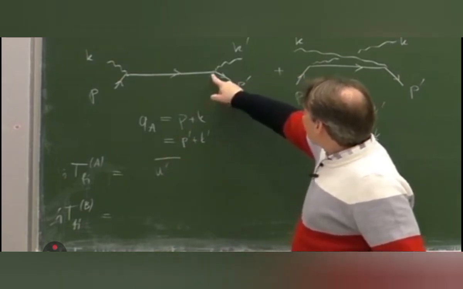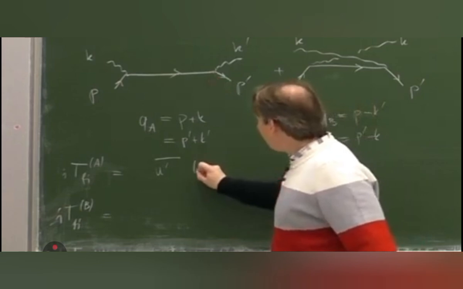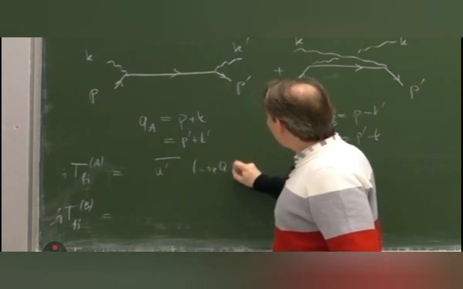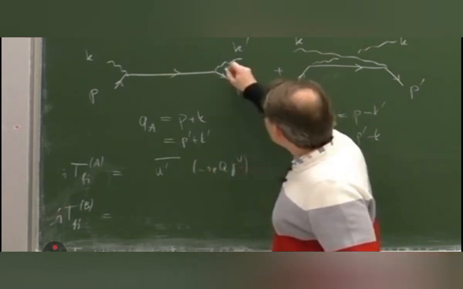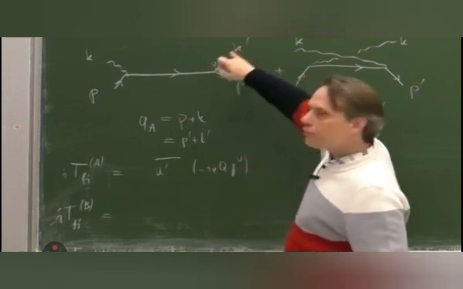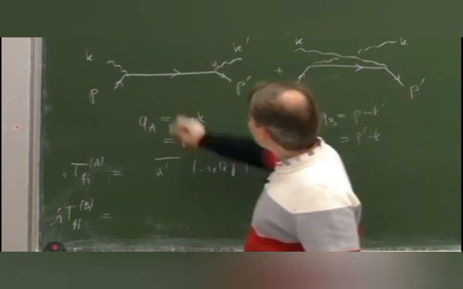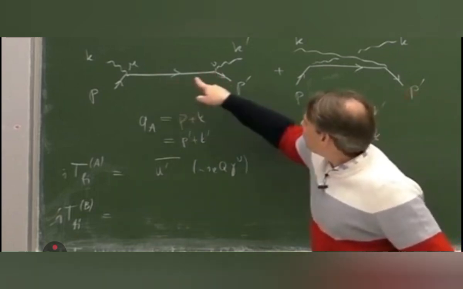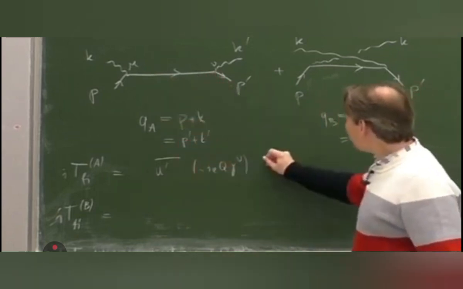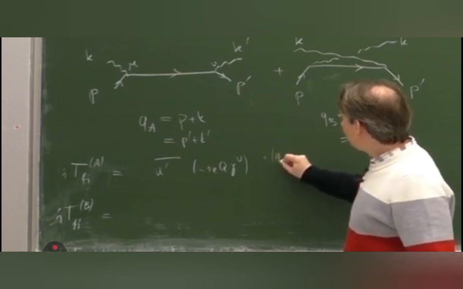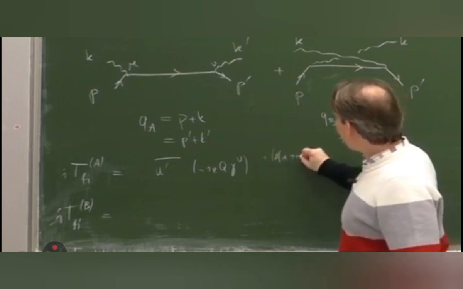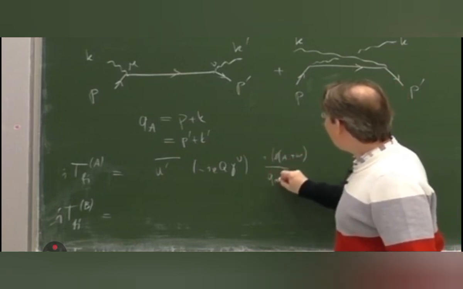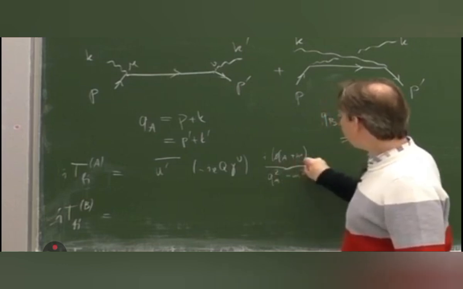And then we have here the vertex, minus i e q gamma mu. Let's call the index for the outgoing photon mu, and the index for the incoming photon we also call mu. Then next we have the line for the propagator, which is i times q_a slash plus m divided by q_a squared minus m squared. That is the propagator Feynman rule.